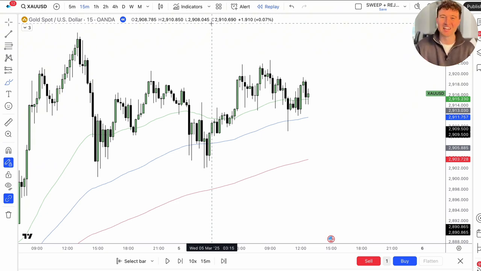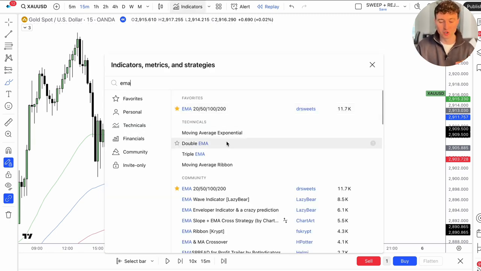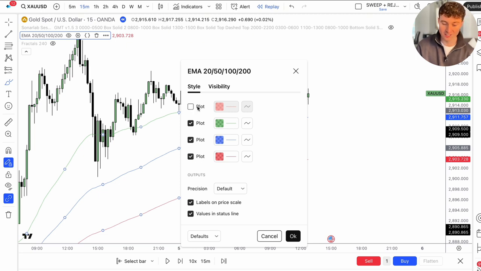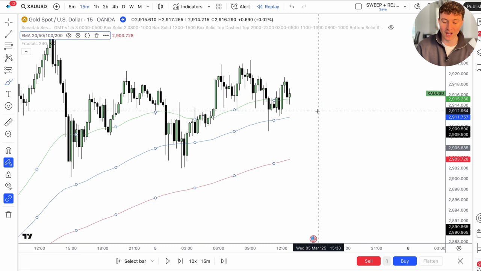We're not looking at taking trades directly off the EMAs, but we're just using it as a general bias. And the one that I personally use is this one right here, EMA 20, 50, 100, and 200. It's the one by Dr. Sweet. So apply that to your chart. You can open up the indicator right here, and we only need the bottom 3. So this is the 50, 100, and 200. We do not need the top one. This is the 20. Click OK, and they've now applied to your charts.